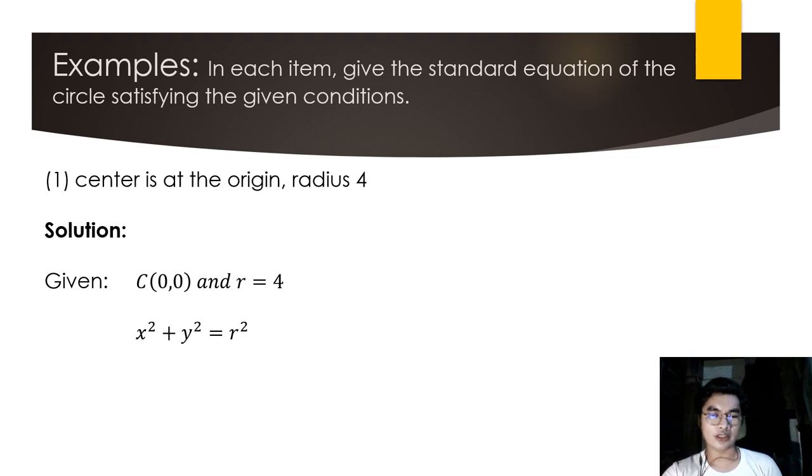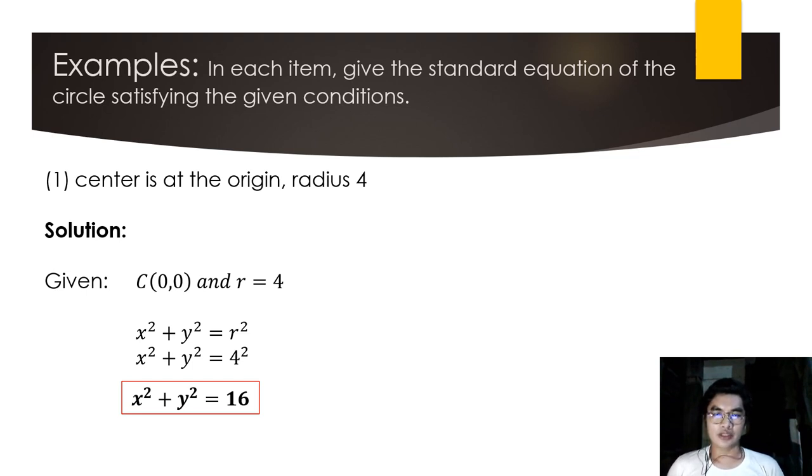Now let's substitute r, which is equal to 4. So we have x squared plus y squared equals 4 squared. 4 squared is equal to 16. So this is our final answer. That is the standard equation of the circle having the center at the origin and a radius of 4.